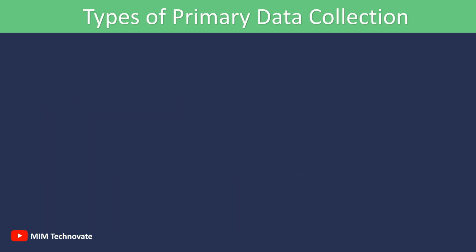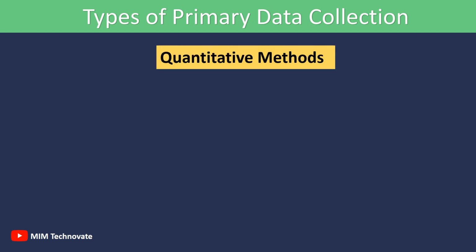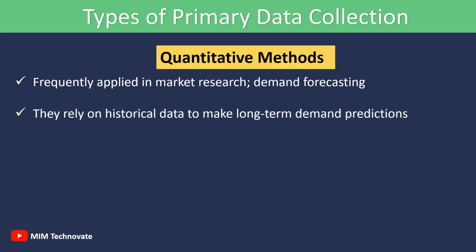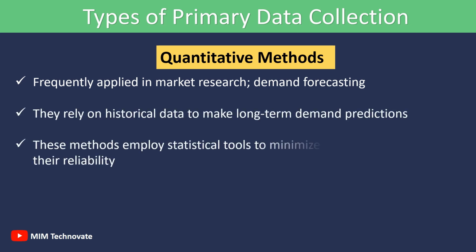Types of primary data collection. Quantitative methods. Quantitative methods are frequently applied in market research, particularly in demand forecasting, involving the use of statistical tools. Quantitative methods are just one type of primary data collection method that rely on historical data to make long-term demand predictions. These methods employ statistical tools to minimize subjectivity, enhancing their reliability.